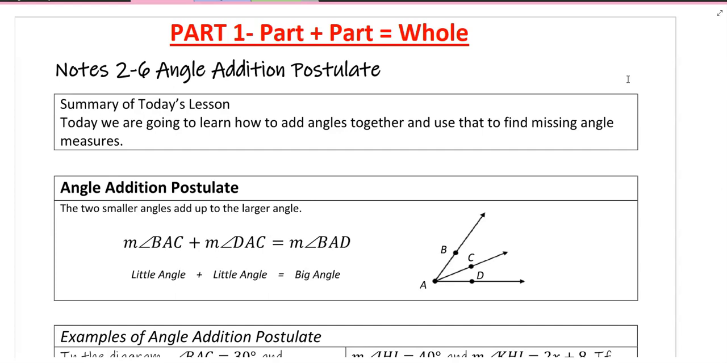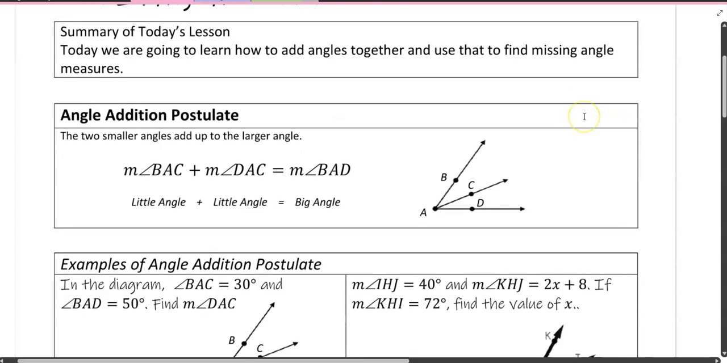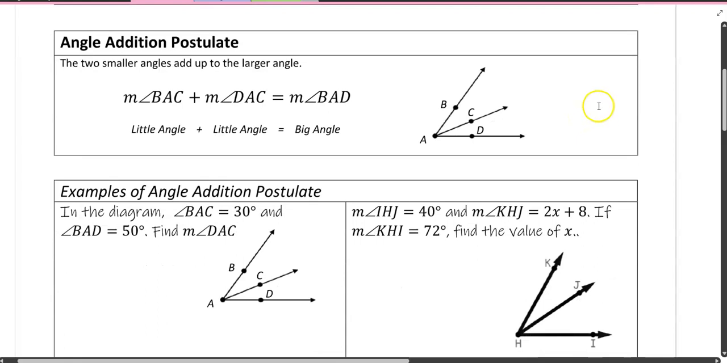At this point, if you've already learned or talked about the segment addition postulate, the good news is this video is going to have a lot of overlapping themes from that. So you're going to be using a lot of the same ideas. But what we're going to learn to do is how to add angles together and then to use that to find missing angle measures. So what is the angle addition postulate?